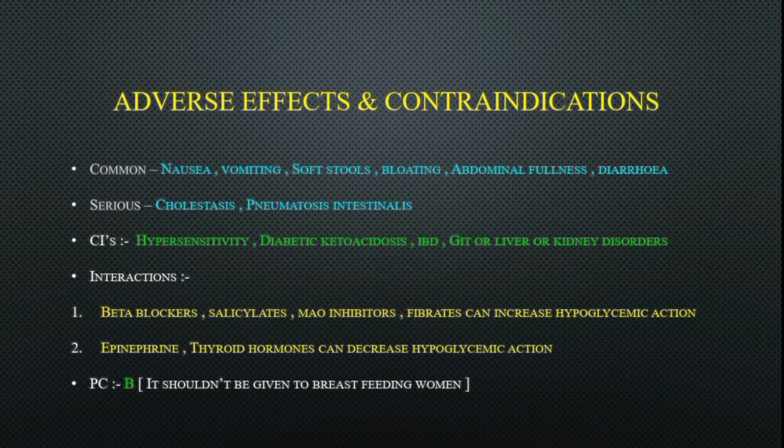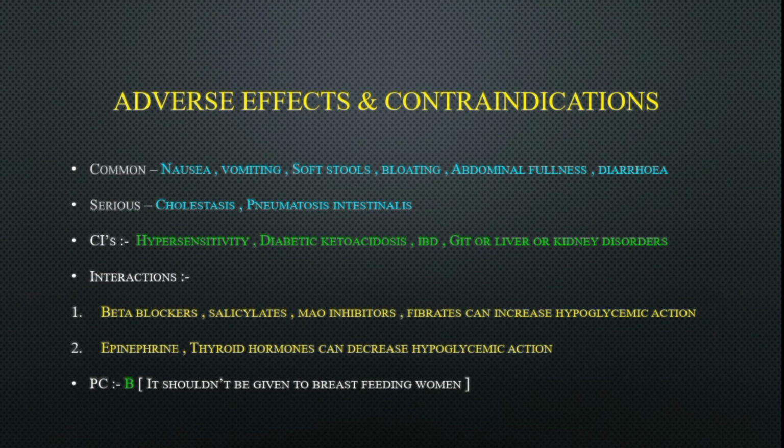And when coming to the interactions, there are actually some interactions. If this drug is taken in combination with beta blockers, salicylates, MAO inhibitors, fibrates, they can increase the hypoglycemic action. Other interactions, like with epinephrine or thyroid hormones, can decrease the hypoglycemic action. So these are the interactions that can occur with the drug, that is Voglibose.